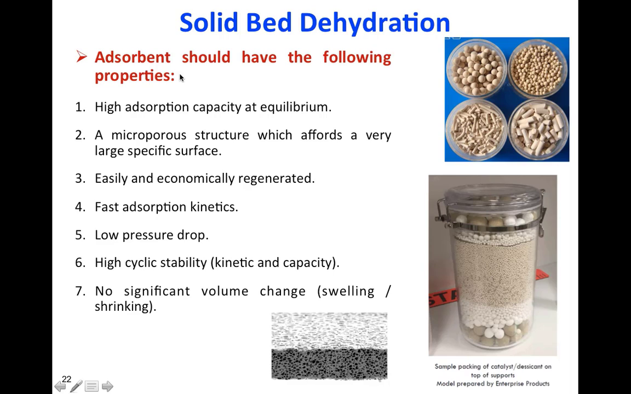Now, okay, so the adsorbent that we choose, the solid particles that we use, that I said is usually silica gel and aluminium particles. So it has to have some specific properties. Those are the following, those are the properties that we need to have.